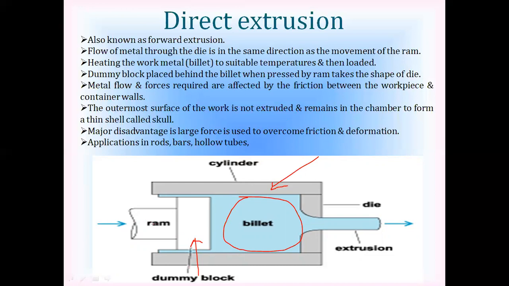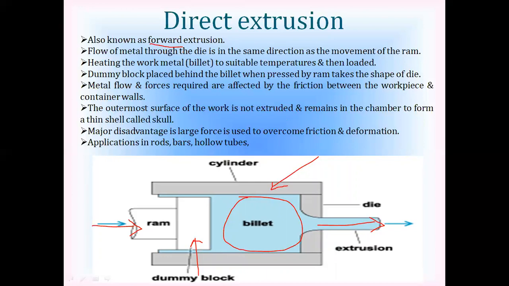So if you observe here, a direct extrusion process is an extrusion process in which the flow of the metal through the die cavity, this is the flow of the metal through the die cavity, is in the same direction of the movement of the ram. This is the ram movement. So if the direction of the extruded material and the direction of the ram which is applying the force are in the same direction, then it is a direct extrusion. That is the reason that it is also known by another name, forward extrusion.